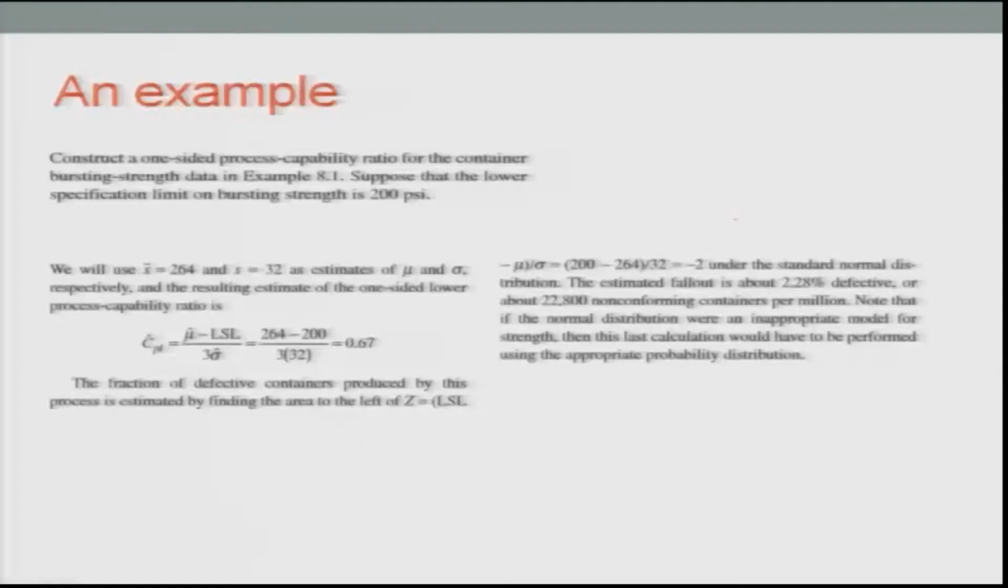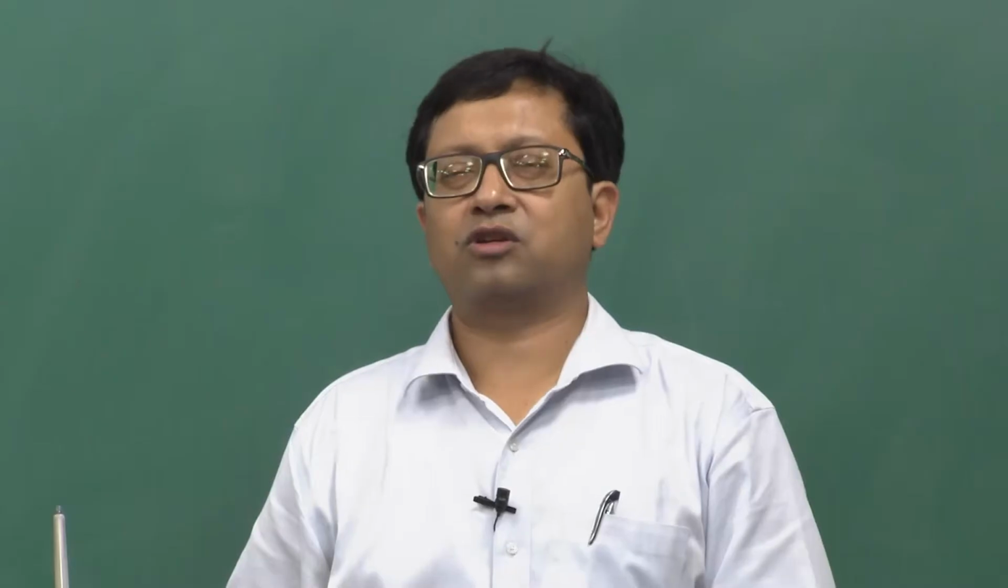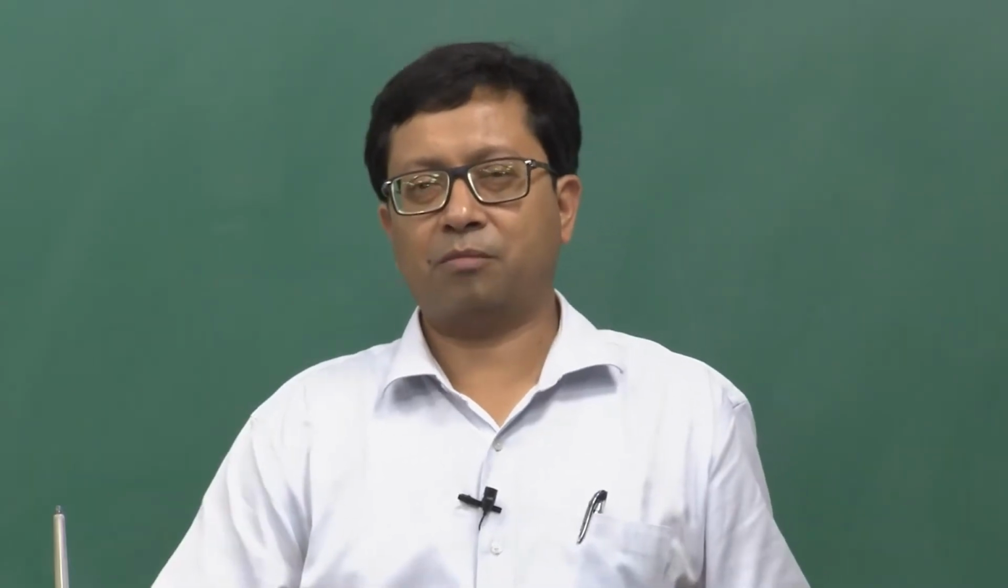The fraction of defective containers produced by this process is estimated by finding the area to the left of Z. When we find x, based on that x we convert into Z, and we always use this formula, which is the standard normal deviate. Based on that, we find minus 2. Under the standard normal distribution, the estimate is about 2.28% defective, or about 22,800 non-conforming containers per million. Based on that, you can find the number of such defectives in 1 million, 10 million, 1000, 10,000 or 1 lakh.